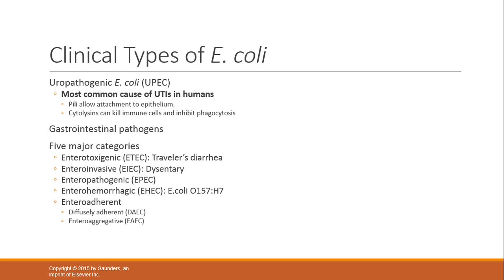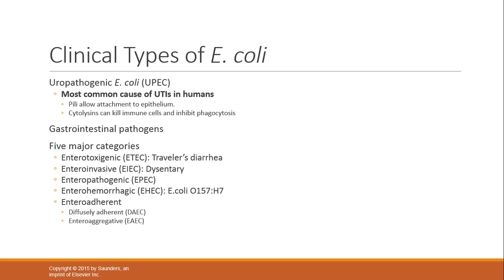Most common cause of UTIs in humans? That's a good test question, right? It's got pili on there that allow it to grab onto the epithelium or the tissue in the GI tract, and then it also produces some cytolysins to help it evade phagocytosis. Now there's also some GI pathogens for E. coli, right? There's 5 major types.